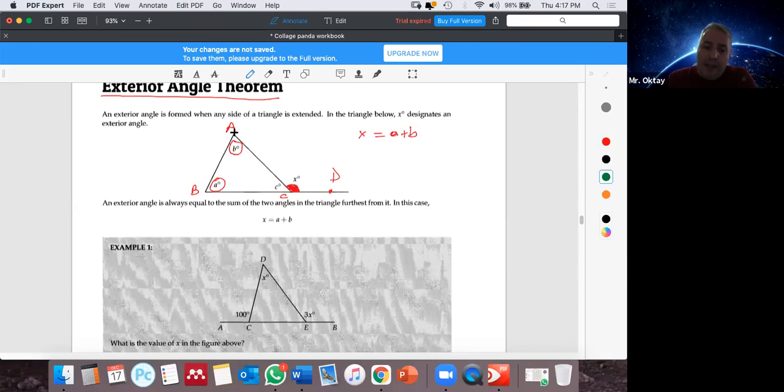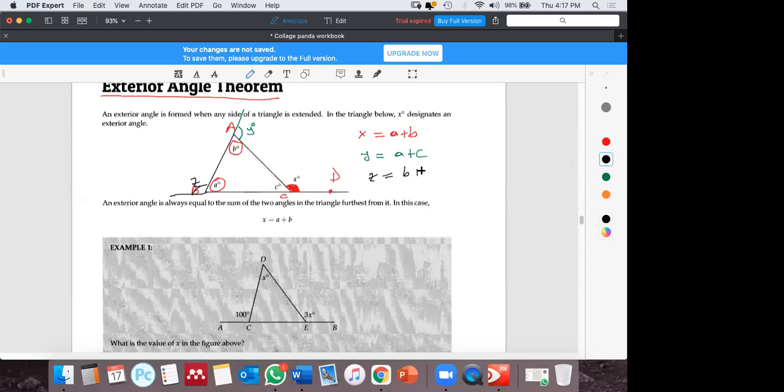For example, if I extend this triangle, this will be another exterior angle. Let me call this Y. So Y is equal to the sum of the non-adjacent angles. Non-adjacent means not next to each other, not neighbors. So A and C, A plus C. If I extend this, this will now be Z. So Z is equal to B plus C.